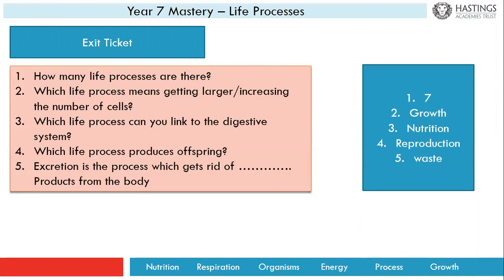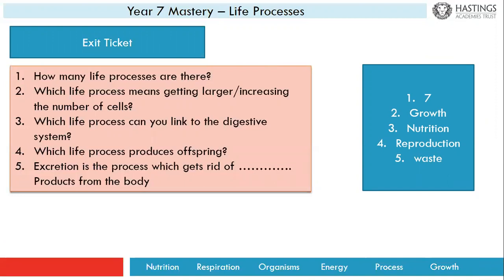How many life processes are there? There are 7 life processes. You would have written a sentence to that effect. Which life process means getting larger, increasing the number of cells? You would say growth means getting larger or increasing the number of cells.